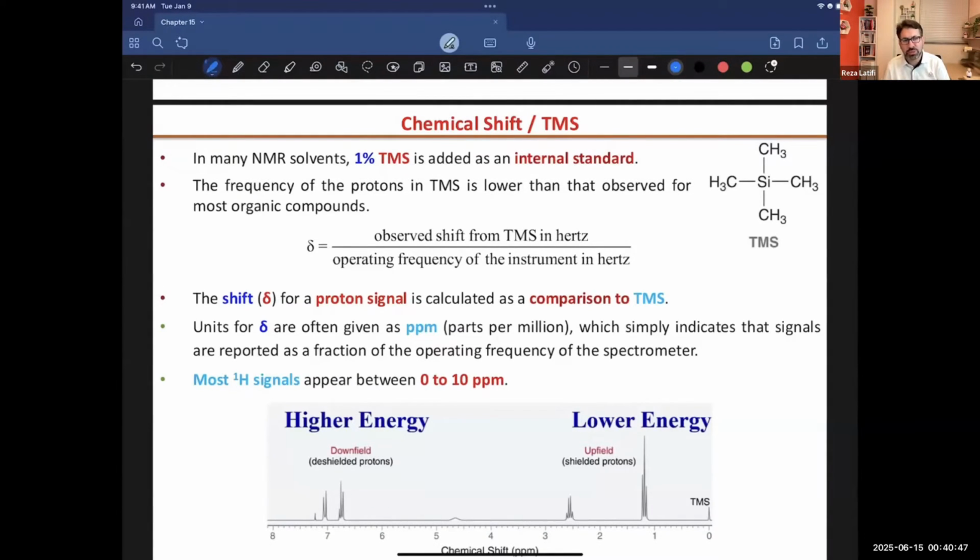And how do we get the chemical shift? We take an NMR sample and we dissolve it inside NMR solvent. And what's NMR solvent? It's a regular solvent where every hydrogen inside the molecule got replaced by deuterium.